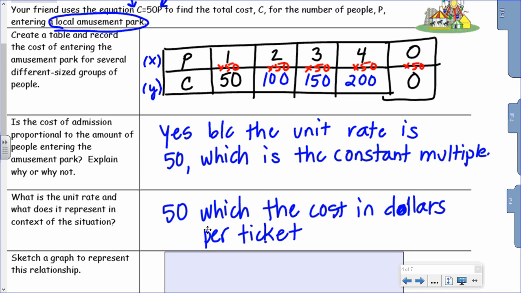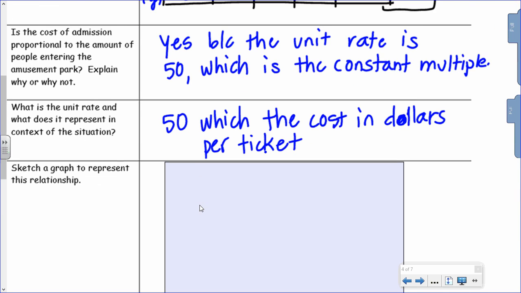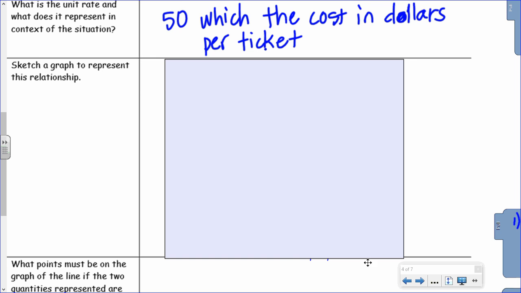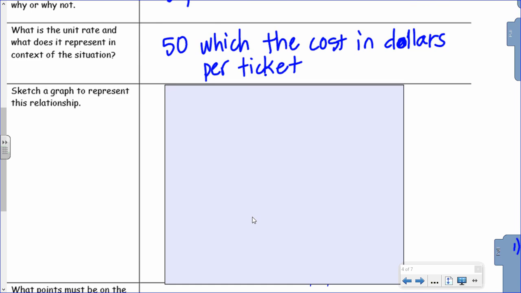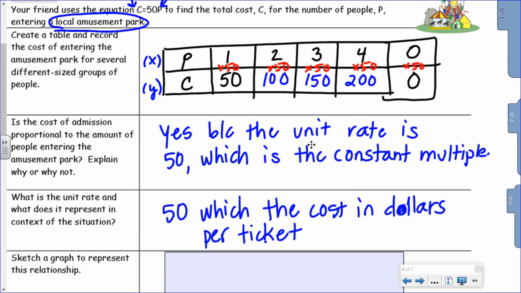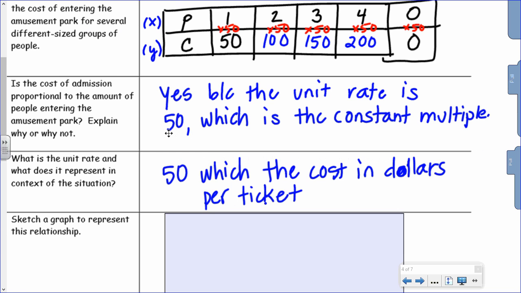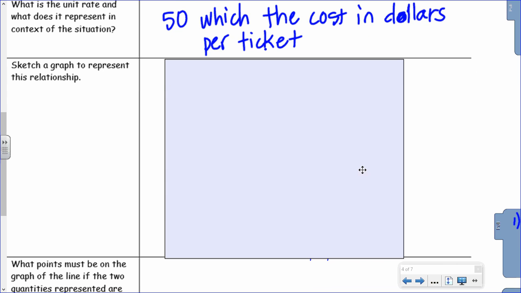Now for the graph, I want you to pause it and try it on your own. Make sure that when you put your labels on here that your labels make sense. We already talked about the tickets being the X. For the people, same thing, number of people, number of tickets. And then the cost is the Y. So keep that in mind. Pause it and try this graph on your own.